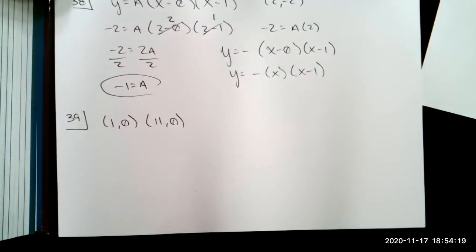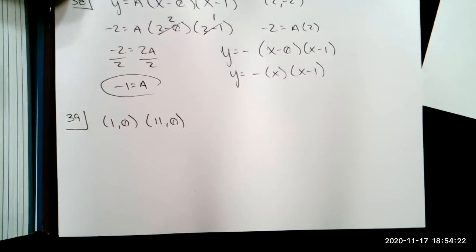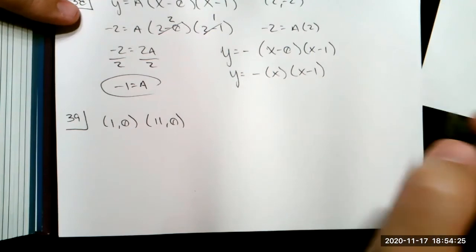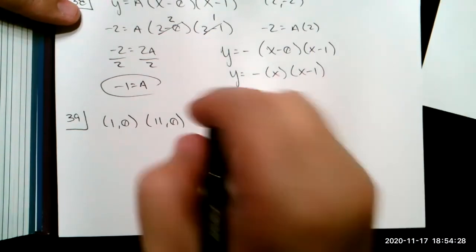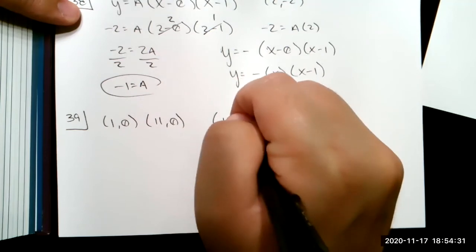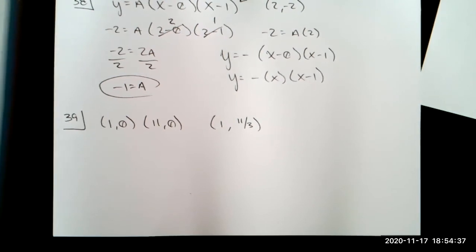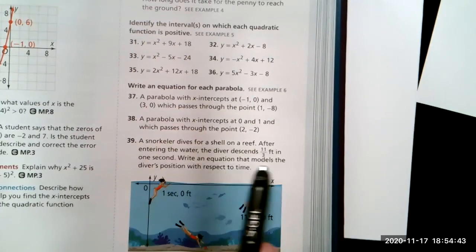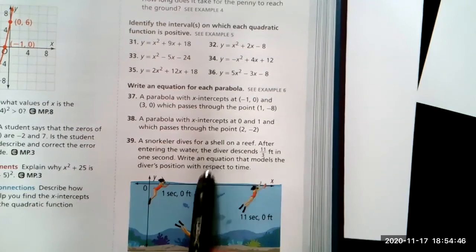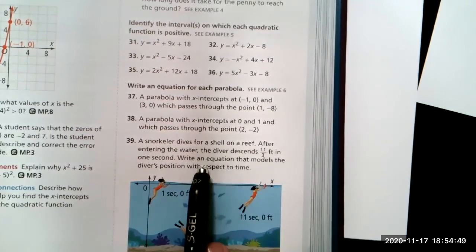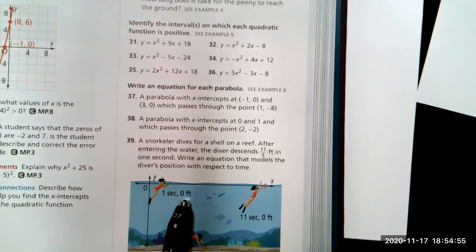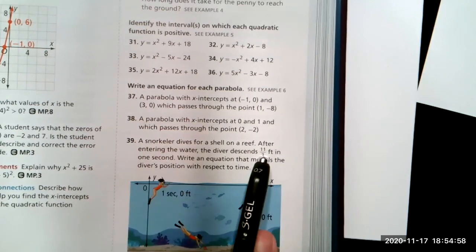After entering the water, the diver descends 11/3 feet in 1 second. So I think that's giving us our point. After 1 second, they've gone 11/3 feet. 1 second, 11/3, that's a little hard to put together. Make sure you're watching; let me put this on the screen. They're saying write an equation that models the diver's position with respect to time, so your time is your input. It's your x value, and you could see that down here as well. They're putting x first, then y. So that's how I knew I should put 1 second in front and then 11/3 feet as my y value.